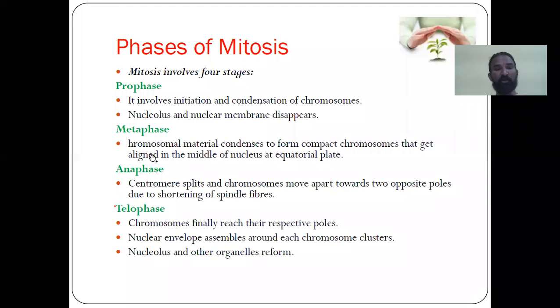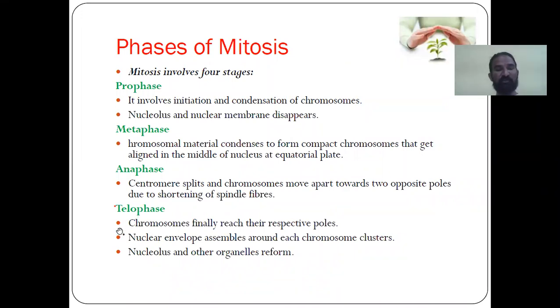After all the chromosomes are aligned on the equatorial plate, the centromere of each chromosome is attached to the spindle fiber apparatus. Due to the contraction of the spindle fibers, the chromosomes move towards the two opposite poles. That's why these chromosomes are separated into the opposite poles of the cell. After that, telophase occurs.